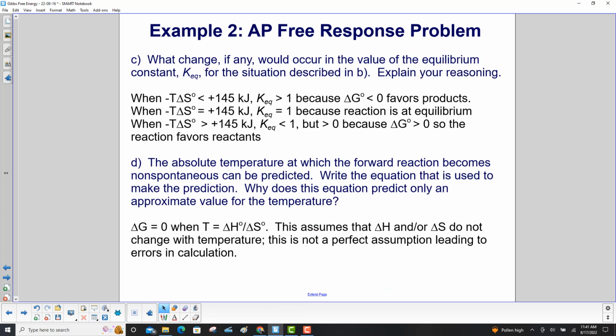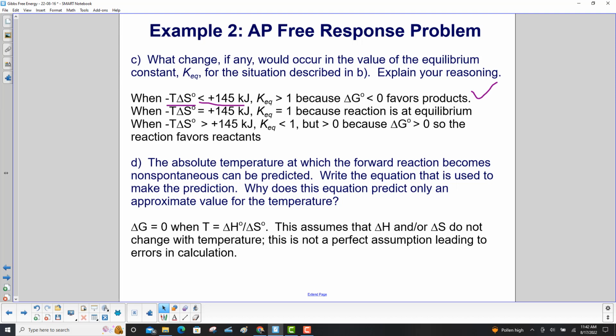What change, if any, would occur in the value of the equilibrium constant for the situation described in Part B? Well, let's see. When minus T delta S is less than 145 kilojoules, K, the equilibrium constant, will be greater than 1 because delta G naught less than 0 favors products.